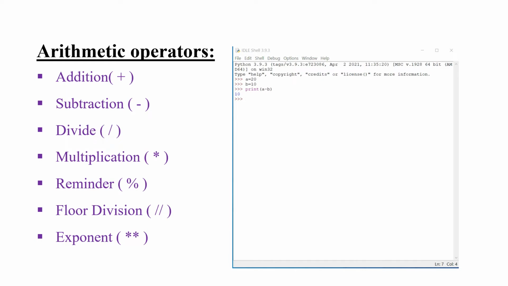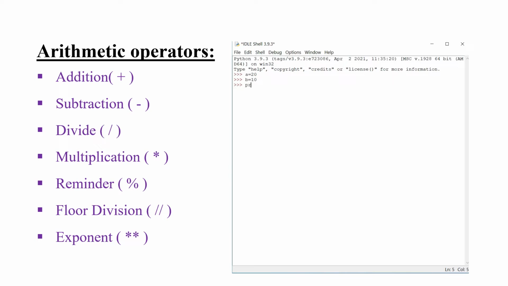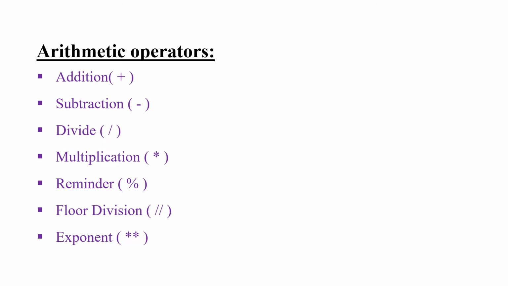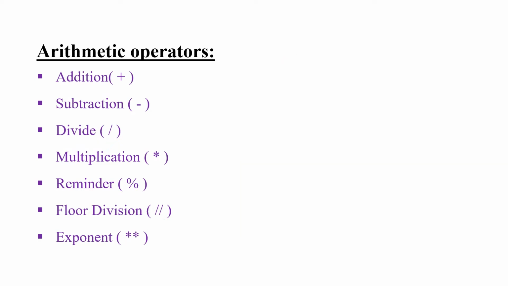Next, divide operator. It returns the quotient after dividing the first operand by the second operand. For example, if a is equal to 20, b is equal to 10, print a divided by b will get the output as 2.0. Next, multiplication operator. It is used to multiply one operand with the other. For example, if a is equal to 20, b is equal to 10, print a into b will get the output as 200.